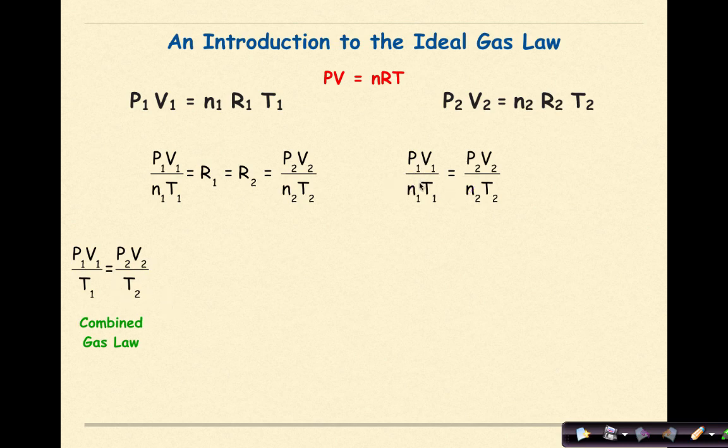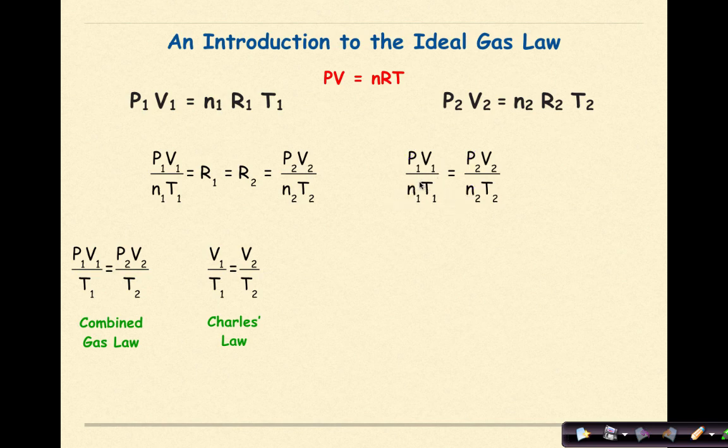What if we had the number of moles of gas held constant and also the pressure held constant? If that was the situation, then we'd have V1 over T1 is equal to V2 over T2. And in that situation, we'd have Charles' law. So if you see a situation where pressure is constant and the number of moles are held constant, you have Charles' law.